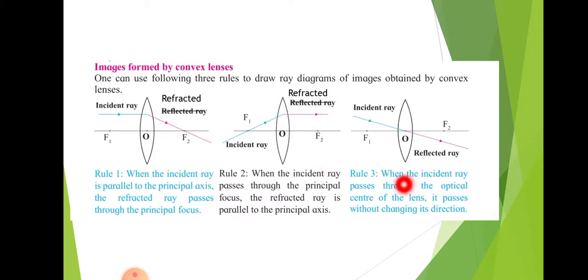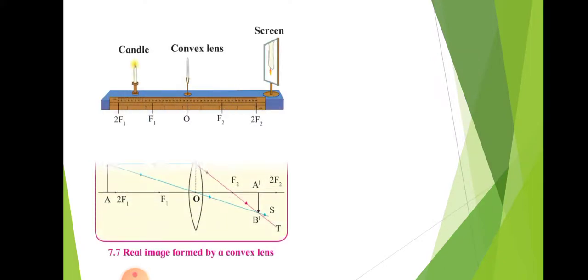And the third rule is when the incident ray passes through the optical center. This is the optical center. You know that, right? Then what happens? It passes without changing its direction. When it goes through the optical center, it goes perfectly straight without changing its direction. So these are the 3 rules for convex lenses.